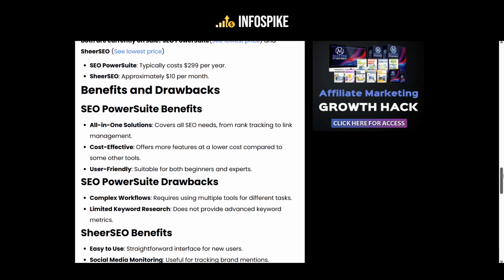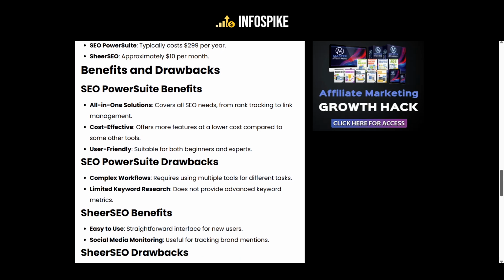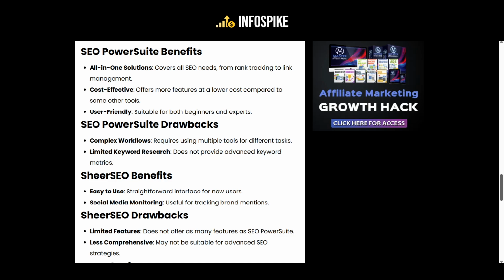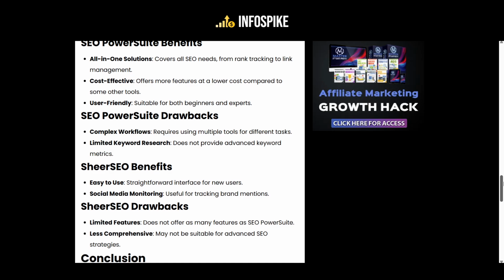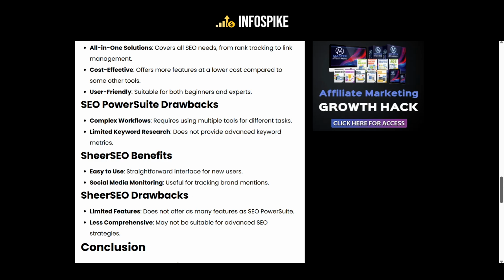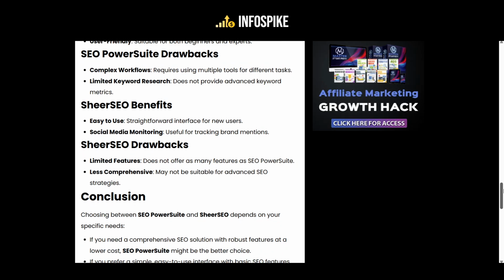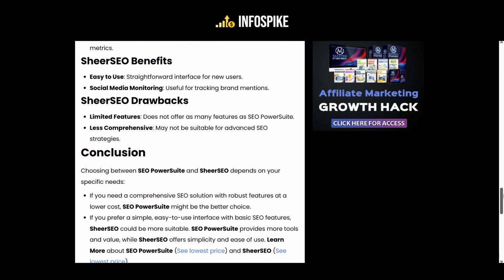SEO Powersuite benefits: all-in-one solution, cost-effective, especially compared to the top-tier tools, user-friendly. Drawbacks: complex workflows, limited keyword research. Also, I would say that it's slower, and you also have to subscribe to get their algorithm updates. SheerSEO, I think it's very good if you just want something straightforward, and you have limited features compared to SEO Powersuite, and it's less comprehensive compared to SEO Powersuite.